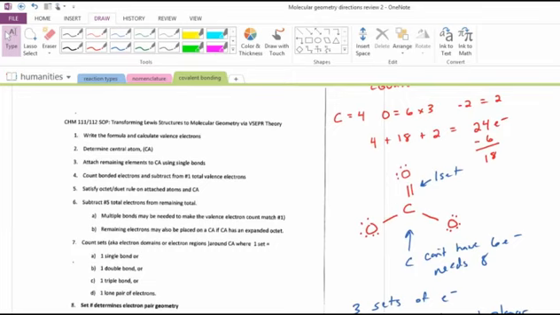So one more thing we need to do with this structure, because it is an ion, it needs to be in brackets with the charge outside the brackets.